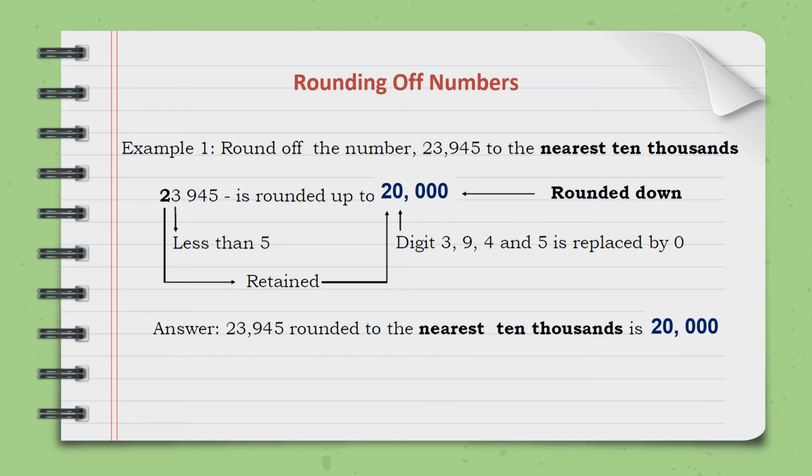Next example. Round off the number 23,945 to the nearest 10,000. First, we identify the place value we are going to round off. In this scenario, we have to round off 2.